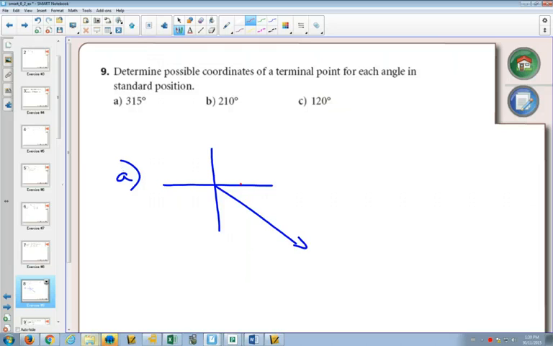315 degrees in standard position. If you draw it in standard position, you should be able to figure out your reference angle. What will our reference angle be? 45. Is that one of the ones that we know? Yes. So now if we drew our special triangle there with the 90 degrees here and 45 degrees down there, what were the lengths that we had when we drew our triangle? There we had 1, 1, and square root of 2.